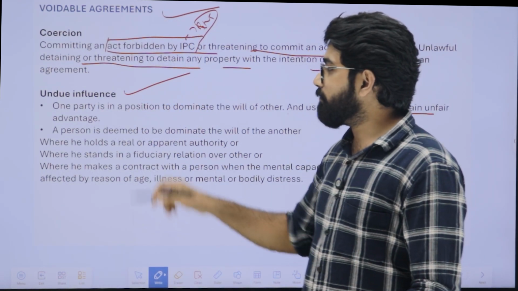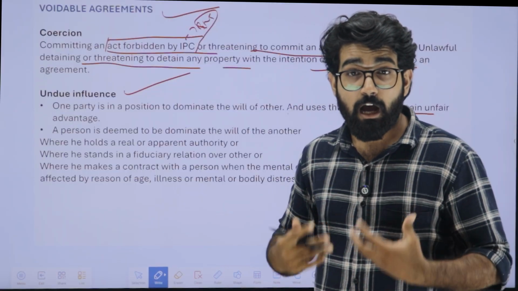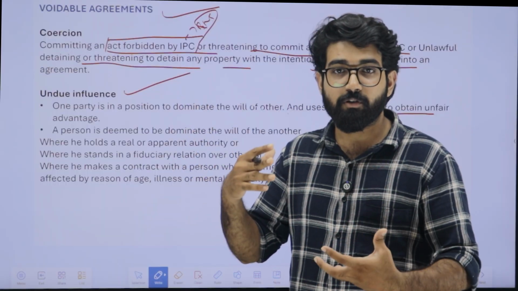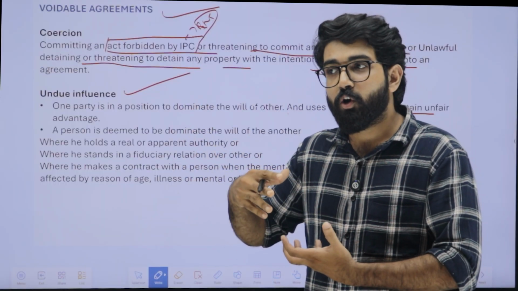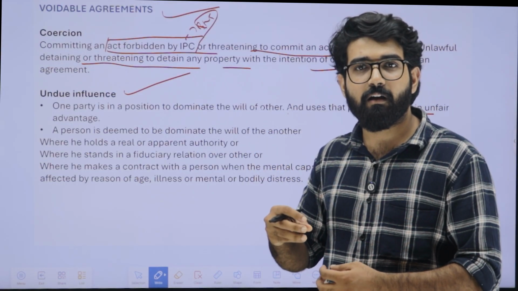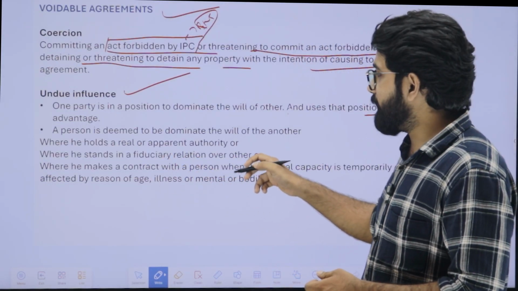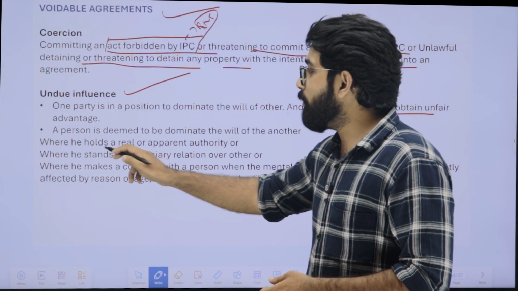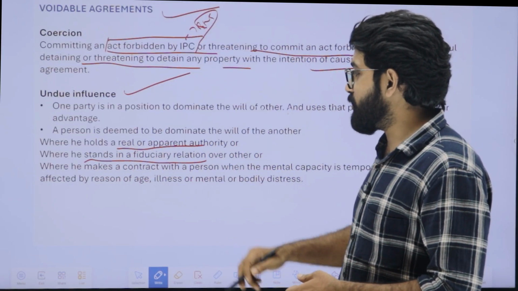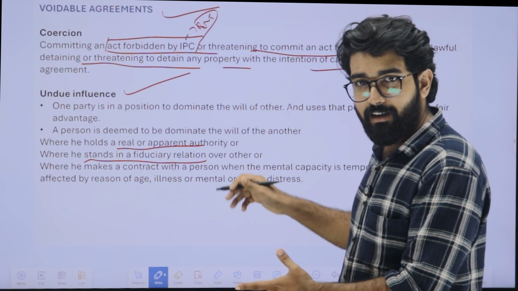Next one is undue influence. What is undue influence? Undue influence covers circumstances in which a person is in a position to dominate the will of another. One person is in a position to dominate the will of the other. How can we have a position to dominate the will of another person? That is explained here: where he holds a real or apparent authority, where he stands in a fiduciary relation, where he makes a contract with the person when he... okay, I'll explain this later.